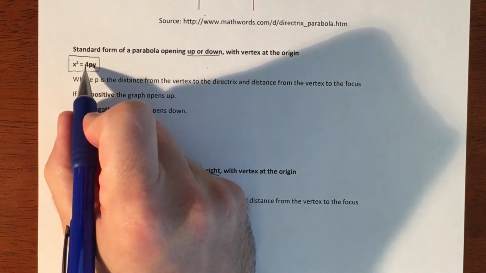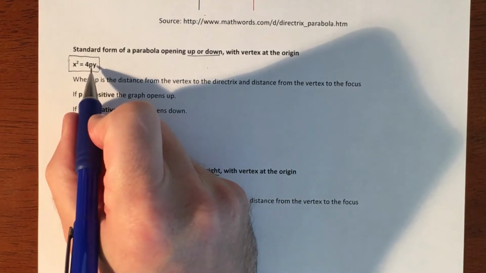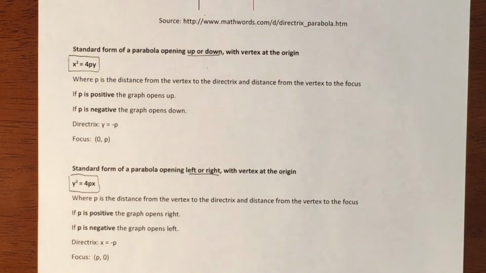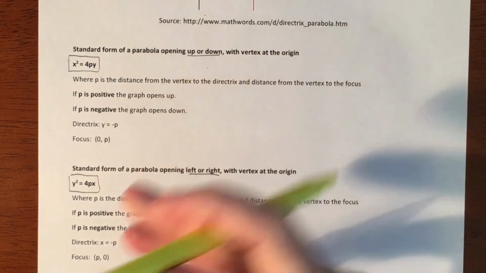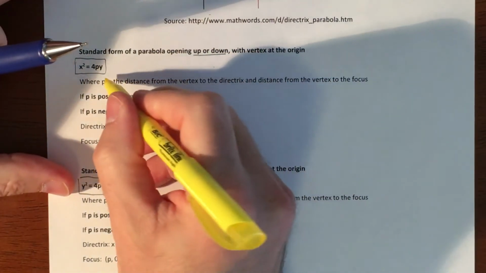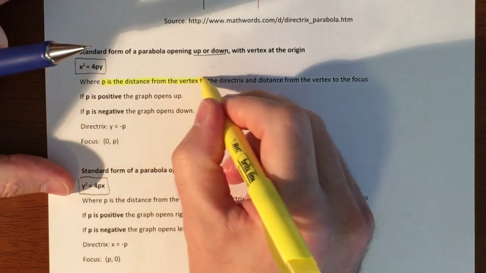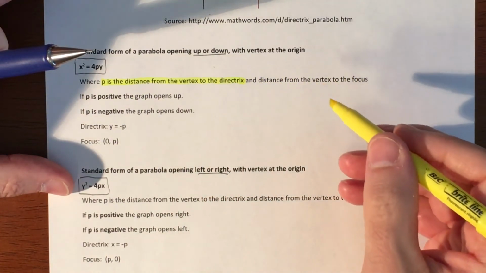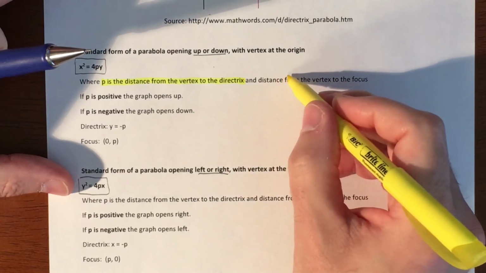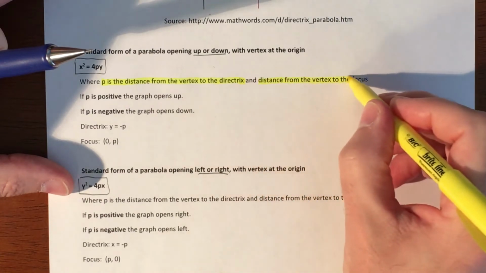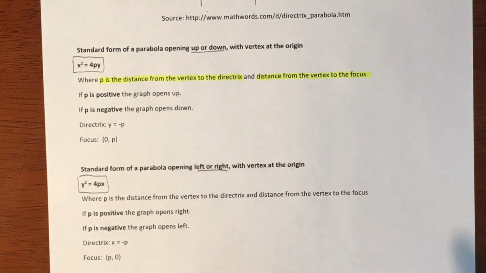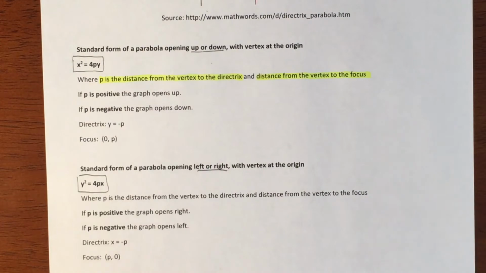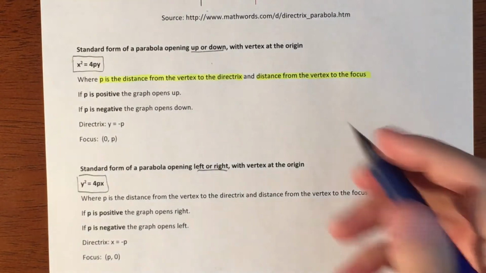Your p-value here, that 4 and the p, plays a very important role. So you're going to have to factor off a 4 and figure out what the p is. The p is the distance from the vertex to the directrix. And really the main thing is the distance from the vertex to the focus. So whatever our p-value is, it's going to look like this.